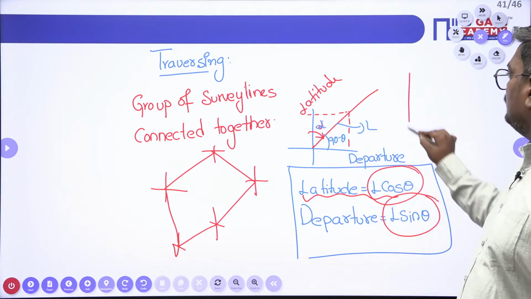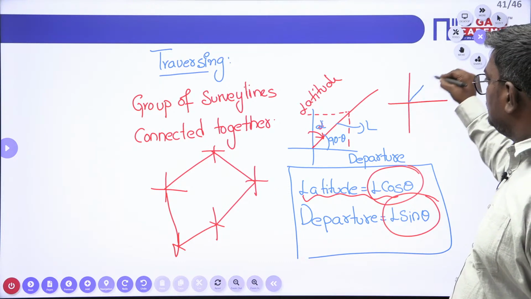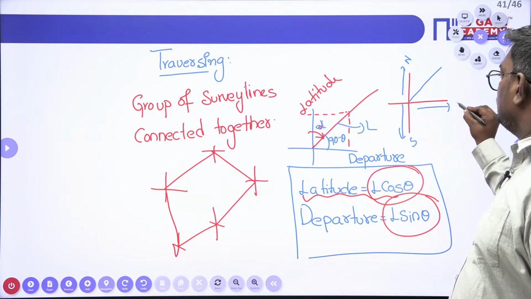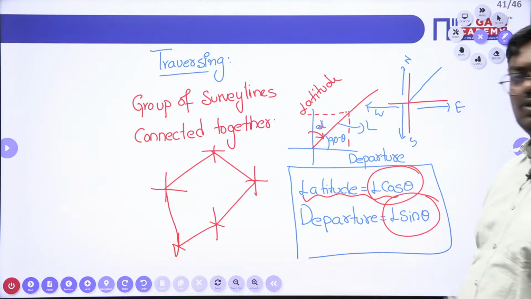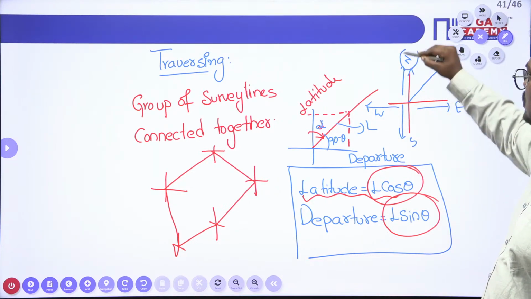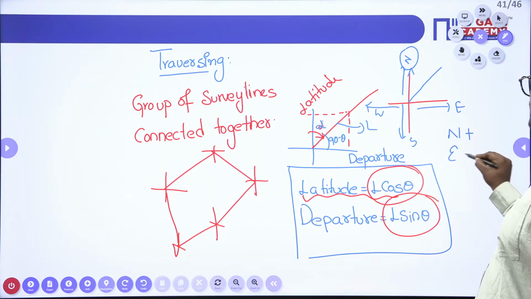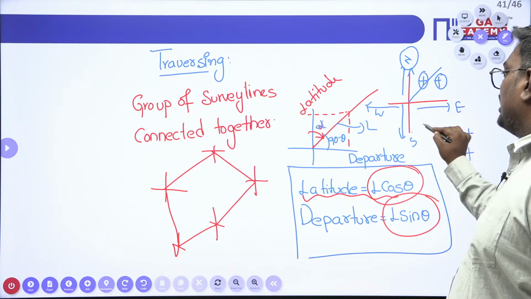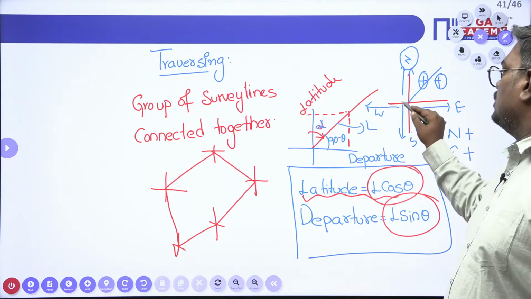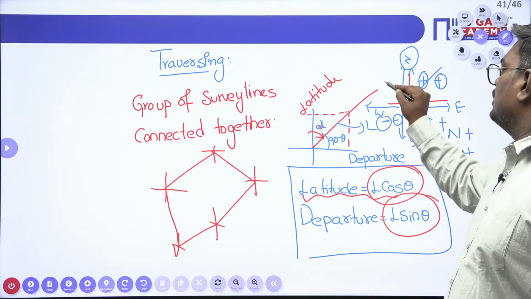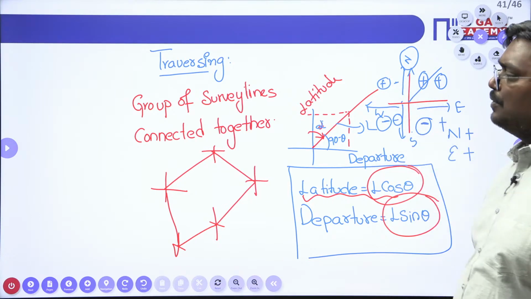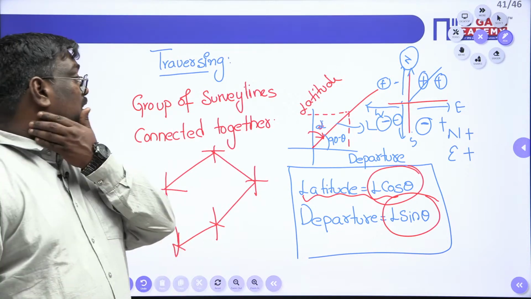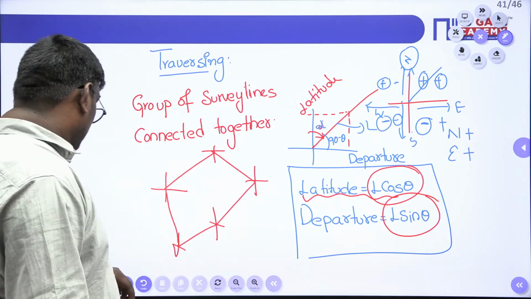Here what I would like to tell you is, suppose, my dear students, if I consider this as a survey line, here we call this northing and here we call it southing. Here we call it easting and here we call it westing. So you can take latitude north as positive and departure east as positive. This is another important thing. First quadrant, both latitude and departure positive. Second quadrant, latitude negative, departure positive. In the third quadrant both are negative. Fourth quadrant, latitude positive, departure negative. So based on the coordinates, based on the sum of the latitudes and departures, you have to consider the problem also.